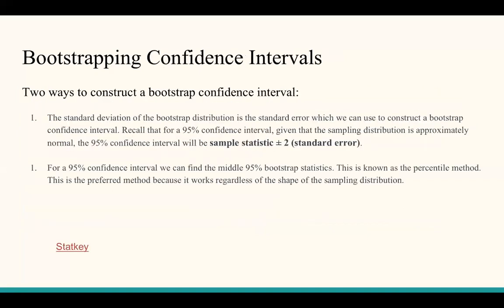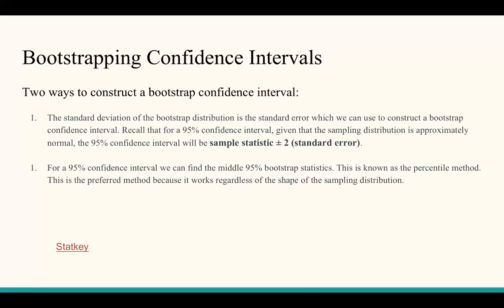Okay, so once we have our bootstrap sample, we can create bootstrap confidence intervals similar to what we did before. It's different though. There's two ways to do this. The first way to do it is that the standard deviation is the standard error when you construct a bootstrap confidence interval. So you would just use sample statistic plus or minus 2 times standard error. That would be the formula for a 95% confidence interval. If it was any other confidence interval percentage, you would just change the multiplier.